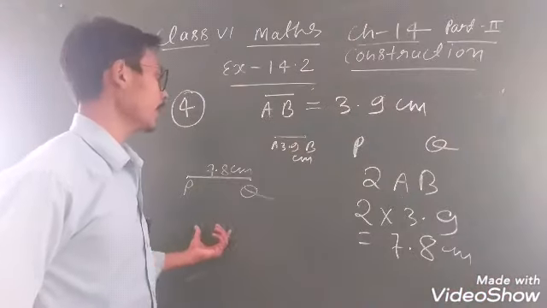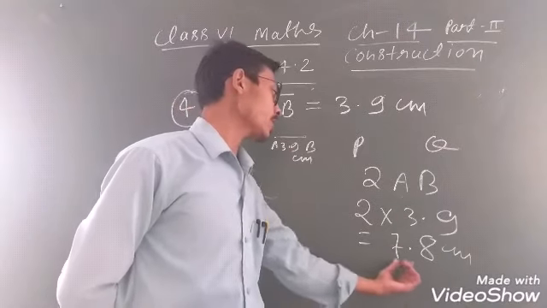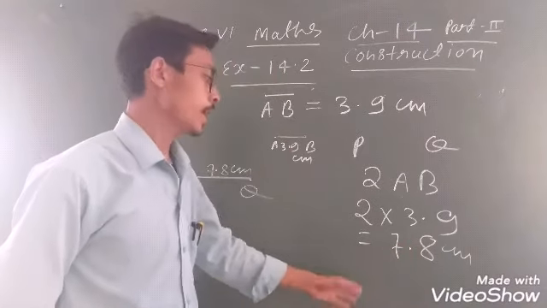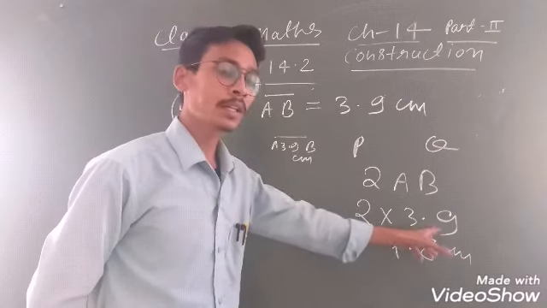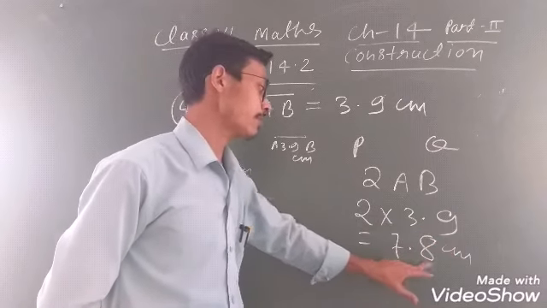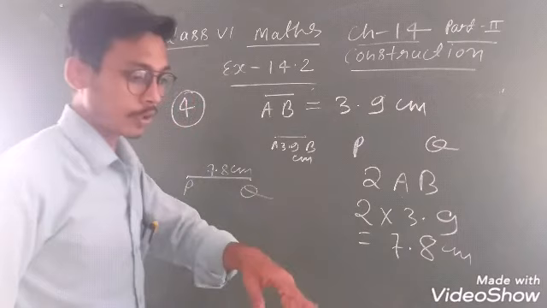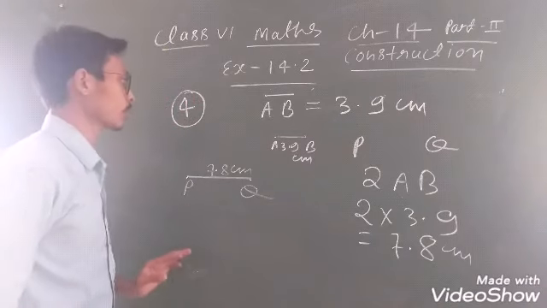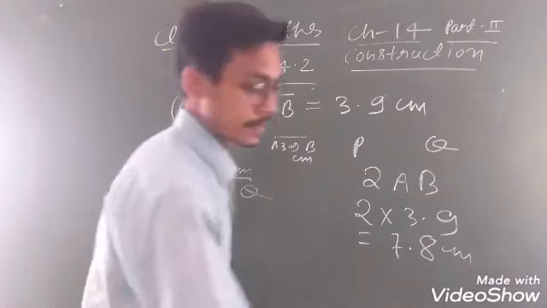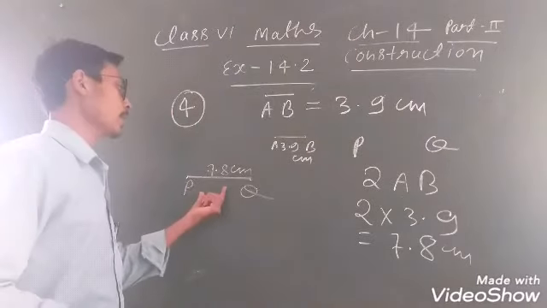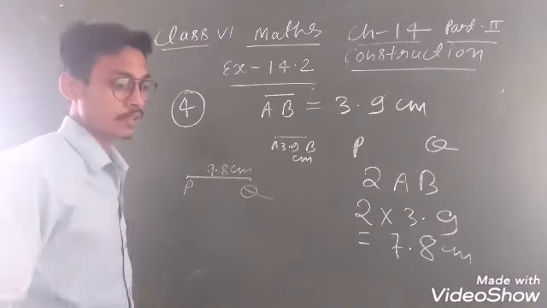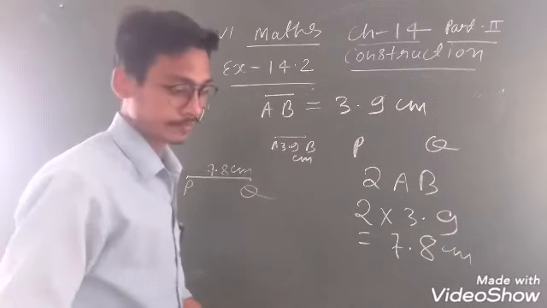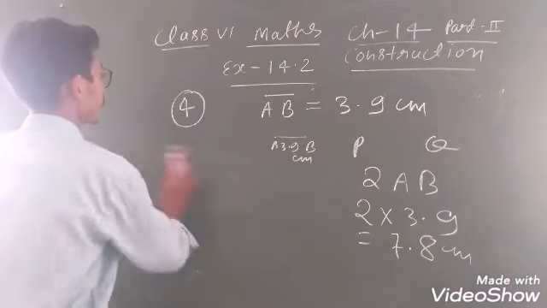So look, we know that the value of PQ is twice of AB. Now AB is 3.9, so 2 multiplied by 3.9 will come 7.8 centimeter. In your book it is given PX and XQ. When you measure, it should become 7.8 because this is twice of AB. Clear everyone? Okay, let's come to question number 5.